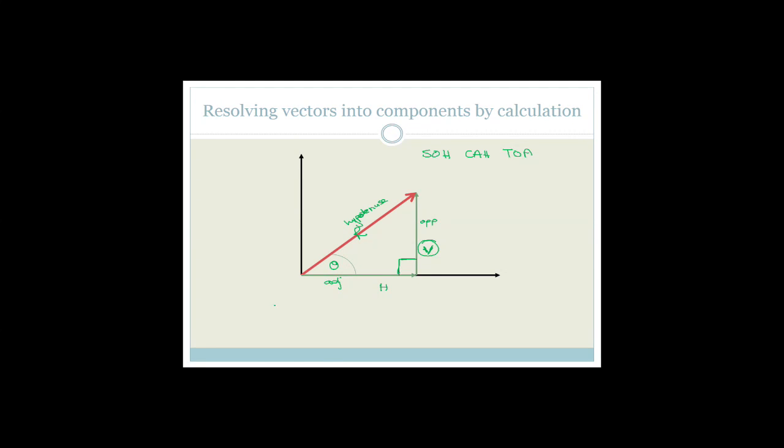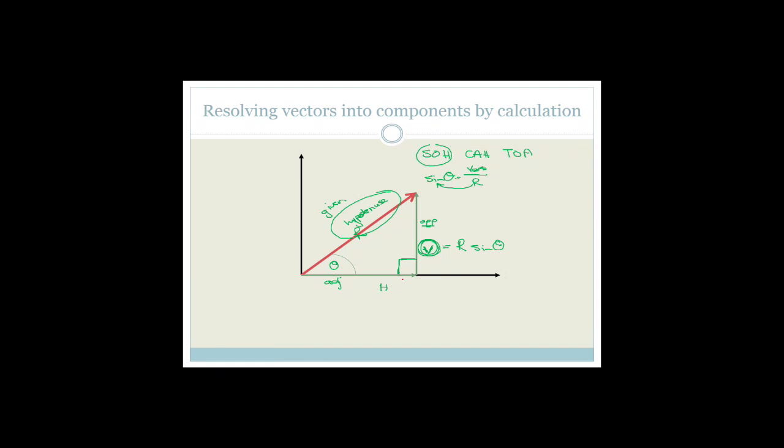Now, if I want to work out the vertical component, do you agree that I would need to use the opposite and the hypotenuse, because that is what I've been given. This was my vector that I need to find the components of. So I need to use sine. So I would say that sine theta is equal to the opposite, which is the vertical component, over my vector, which I'm going to call R. So the vertical component, we just multiply that across, is equal to R sine theta.